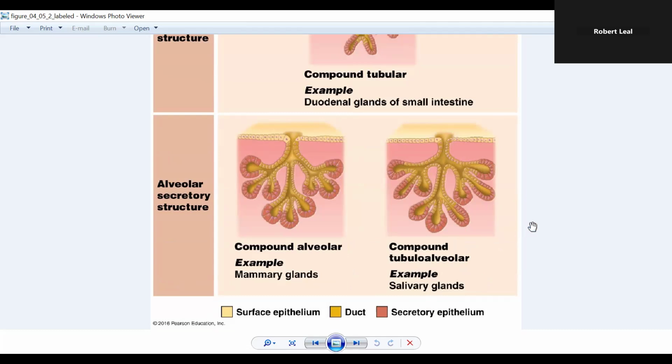Listen, you don't need to know each type of glands according to their shape. What you need to get out of this is that these glands, they make a product, it travels through a duct. In general, they're called exocrine glands. Examples: sweat glands, oil glands, salivary glands are exocrine glands.